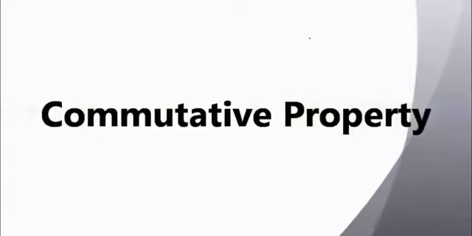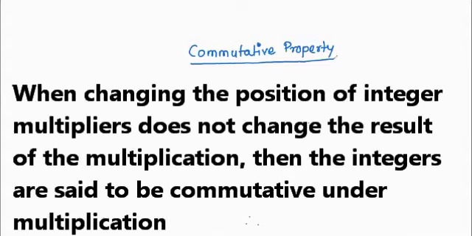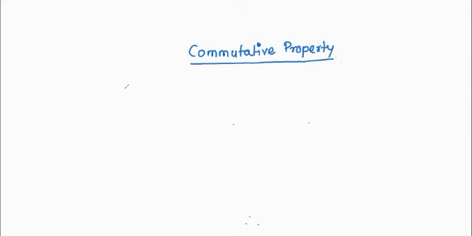Let's talk about the commutative property. To check whether integers are commutative under multiplication, we need to interchange the positions of the multipliers and see if the results remain the same. Again, we are not going to check the situation where we have two positive integers, because that situation is already covered under whole numbers, and we know that in that situation multiplication is commutative.